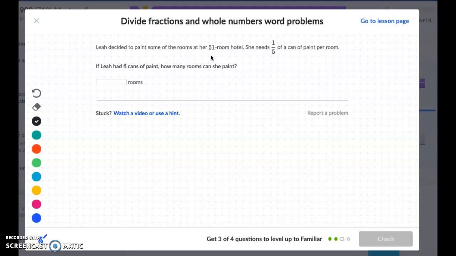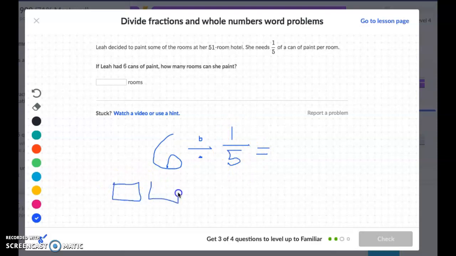What we want to know is that if she has 6 cans of paint and she divides it into sections of 1/5, how many rooms is she going to be able to paint? How many groups of 1/5 is she going to be able to get? So if we wanted to draw the picture, we could. 1, 2, 3, 4, 5, 6.